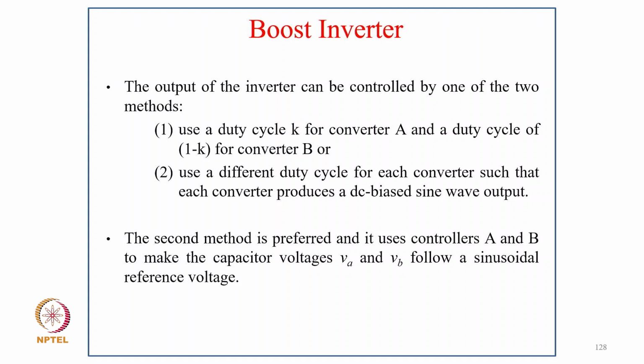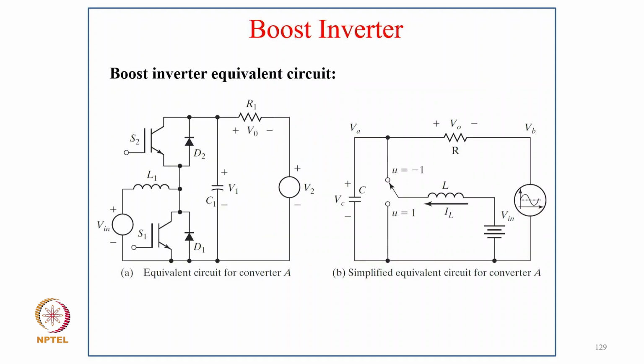such that each converter produces a DC bias sine wave output. And the second method is preferred as it uses controllers A and B to make the capacitor voltages VA and VB follow a sinusoidal reference voltage.